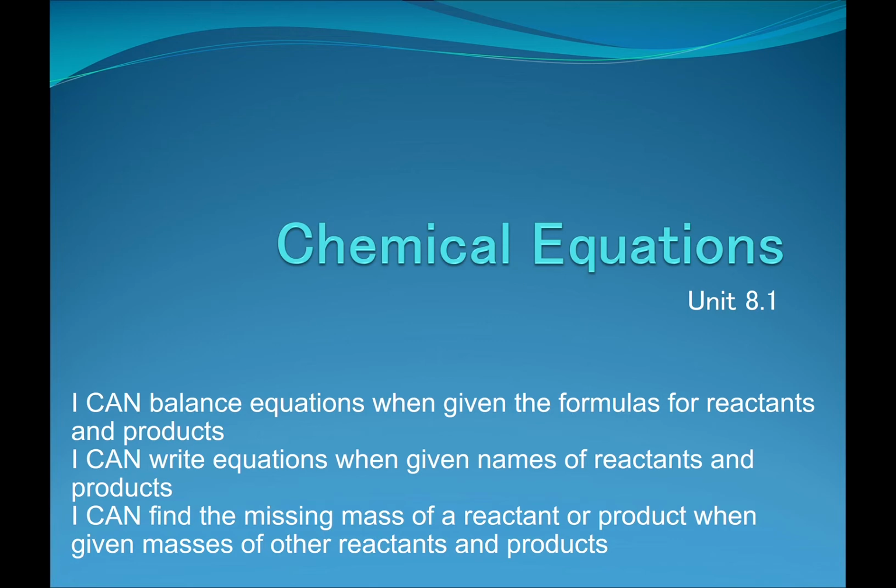For today specifically, the I can statements that you want to be aware of, things that you should be able to do by the end of this lesson. You should be able to balance equations when given formulas for reactants and products. You should be able to write equations when given names of reactants and products, and you should be able to find the missing mass of a reactant or product when given the masses of the other remaining reactants and products. So if we have a missing one of those and we have the rest, we can figure out the missing mass.